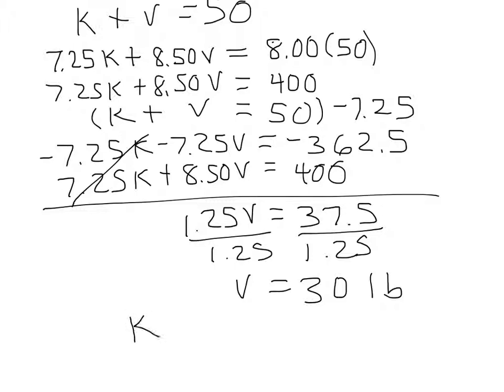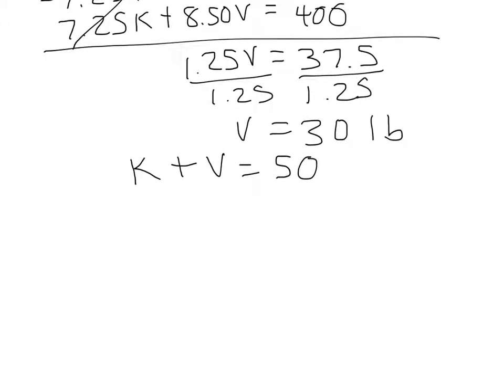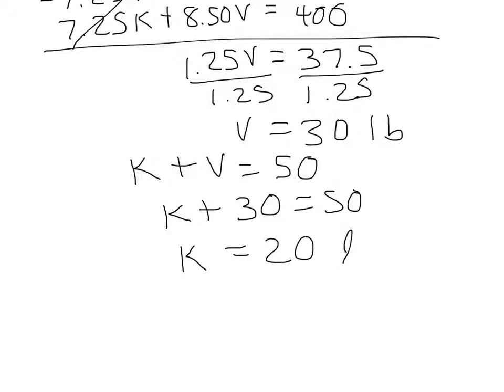And we know that K plus V equals 50. So how many pounds of the Kenyan brand do we need? K plus 30 equals 50. So K equals 20 pounds. Here, I'll change that to cursive so it's a little easier to see.